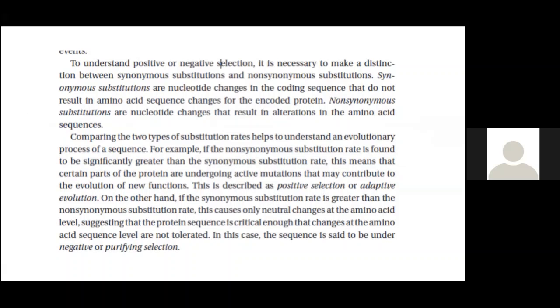So there is a certain advantage to looking at synonymous and non-synonymous substitutions. Usually organisms don't like changes in the amino acid. Usually it's very rare, but for example for survival, it can happen.